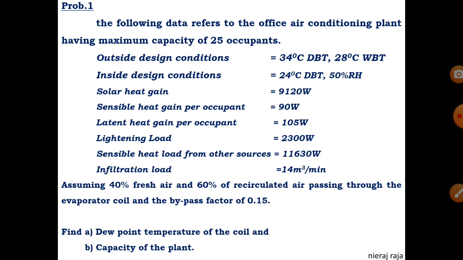In earlier problems we solved, the values were given directly for room sensible heat and room latent heat. The components responsible for sensible heat gain and latent heat gain were merged together and the totals were given. But in this problem there is a change: the total room sensible heat is not given.